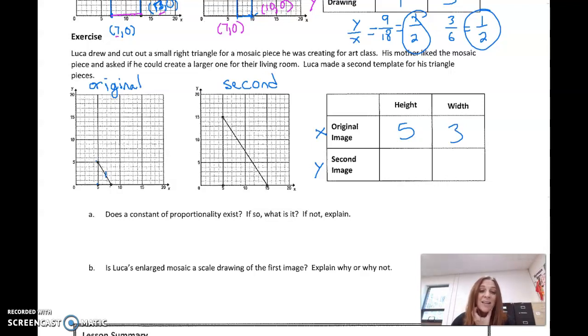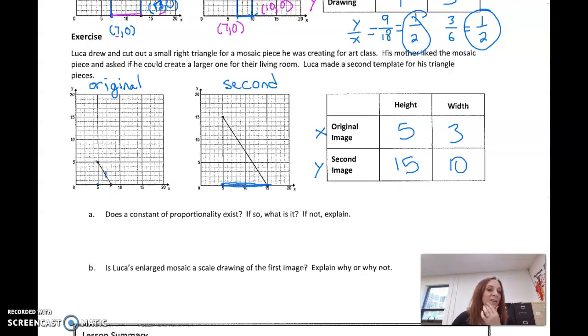All right, our second image now. How high is it? We're going from 0 all the way up to 15. And its width, I'm going 5, 6, 7, 8, 9, 10. So that's 1, 2, 3, 4, 5, 6, 7, 8, 9, 10. Its width is 10. And all I'm counting is a distance from here to here. Or I'm saying I'm going from 5 to 15, that's 10.